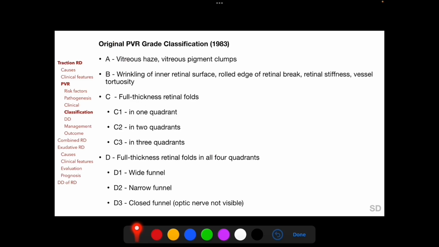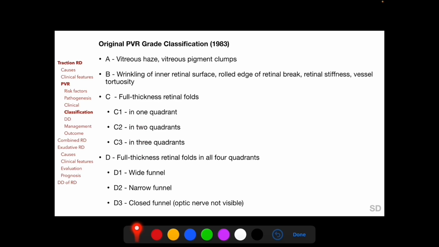The original classification of PVR grade, developed in 1983, describes eyes with vitreous haze and vitreous pigment clumps as having grade A PVR, eyes with wrinkling of inner retinal surface, rolled edge of retinal break, retinal stiffness, and vessel tortuosity as having grade B PVR, eyes with full thickness retinal folds as having grade C PVR, with C1 representing full thickness retinal folds in one quadrant, C2 representing full thickness retinal folds in two quadrants, and C3 representing full thickness retinal folds in three quadrants.